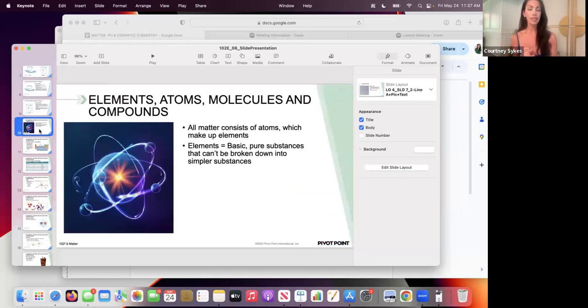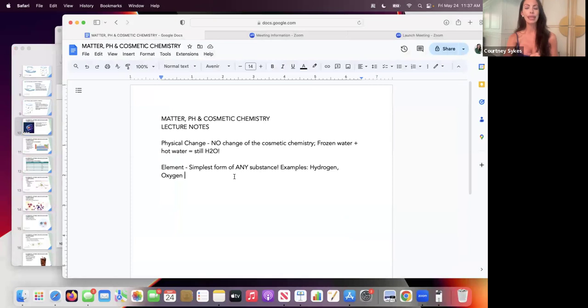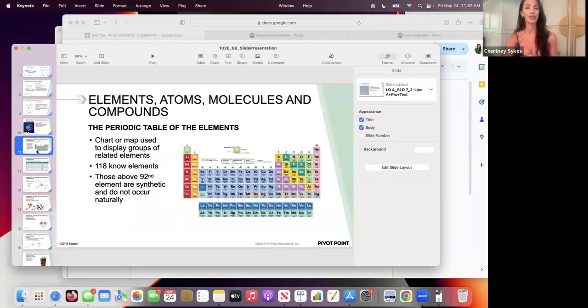Then here's what you see as element. All matter consists of atoms which make up elements. Elements are the basic pure substances that simply cannot be broken down into simpler substances. We said that earlier, simplest form of any substance, and that term you'll see on a question when it comes to your state board Q&A. So it'll be multiple choice. We want to make sure things are easy to understand. Elements, the simplest form of any substance, cannot be broken down any further. We want to make sure you get that one right when it's on a test question.